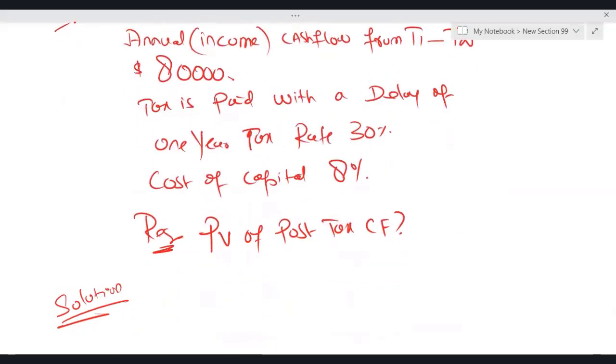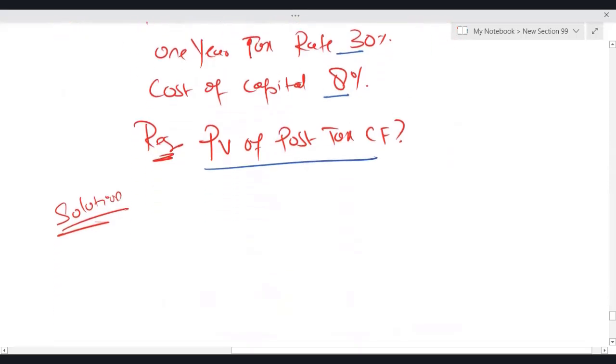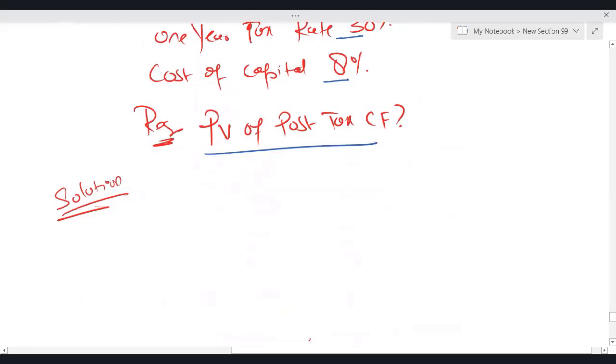Let's simply look at the question once again. Annual cash flow from T1 till T infinity is 80,000. Tax is paid with a delay of 1 year. Tax rate is 30%. Cost of capital is 8%. We are required to calculate the present value of post-tax cash flows. Very simple. Your annual cash flow is 80,000 from T1 till T infinity, but tax is paid with a delay of 1 year, so T2 till T infinity. If I take 30% of 80,000, it is 24,000.